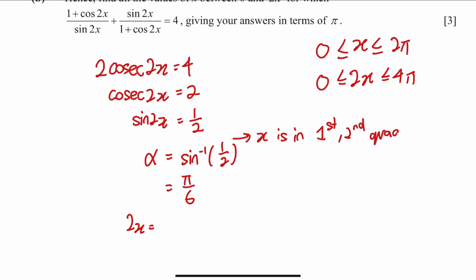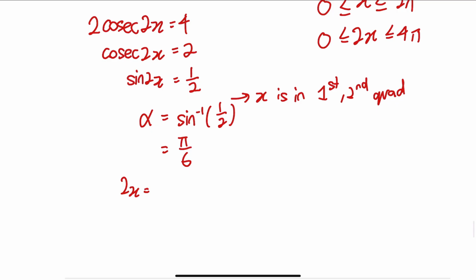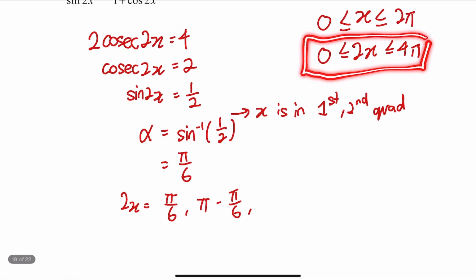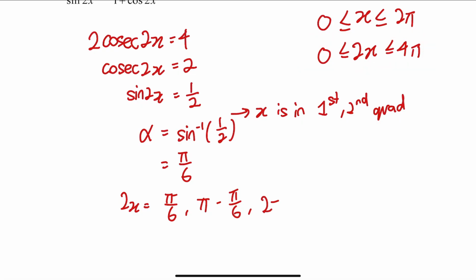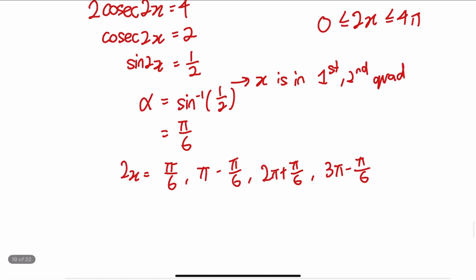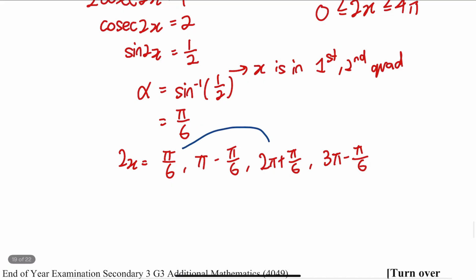Okay, so therefore, first quadrant is pi over 6. Second quadrant is pi minus pi over 6. Okay, check the range is until 4 pi. So I need to add one more cycle to both my answers. This will be 2 pi plus pi over 6 and 3 pi minus pi over 6. Okay, maybe I'll show the arrow so you can see clearly. Plus 2 pi, okay, plus 2 pi.